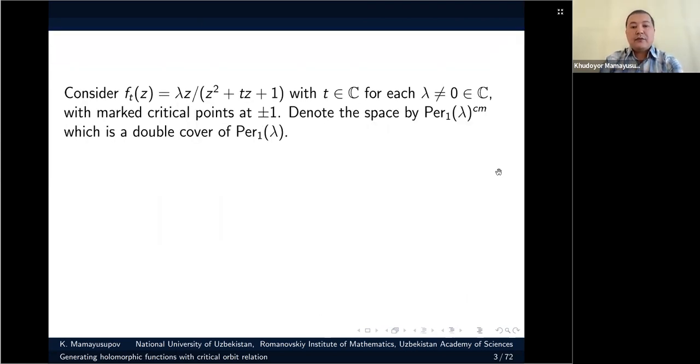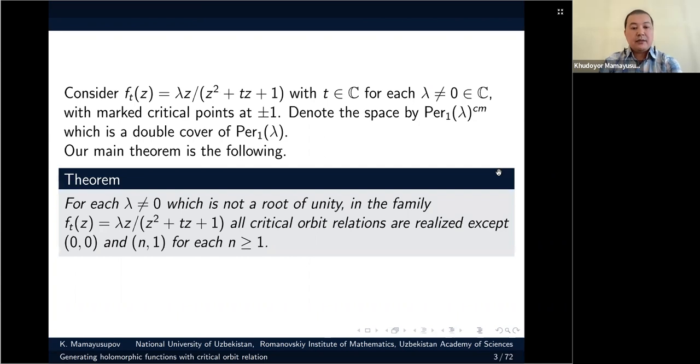Now consider the family that they considered. F_{t,lambda} is this family for every lambda, and t is the parameter. Lambda is non-zero, of course, and it has two critical points at plus and minus 1. We mark them, so we denote this marked space by the double cover of the lambda family. The main result is the following. For lambda non-zero, which is the complement of the negative part of their result, and lambda not a root of unity, in the family all critical orbit relations are realized except the 0, 0, and 1 for H_n. The condition on lambda not being a root of unity is technical and avoidable, and the result is still valid.